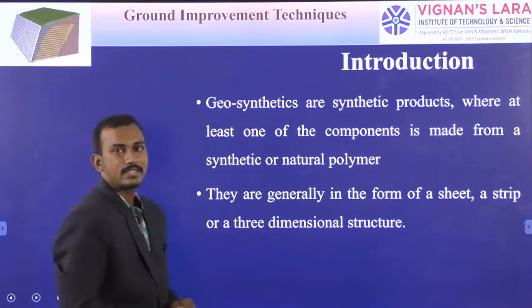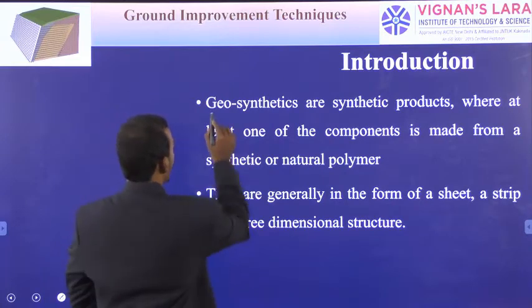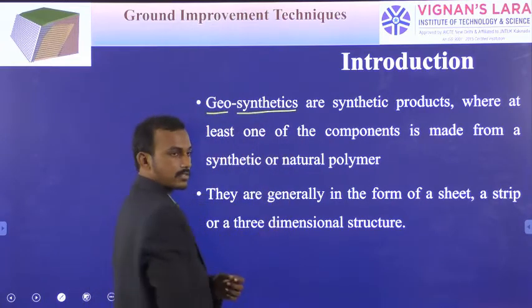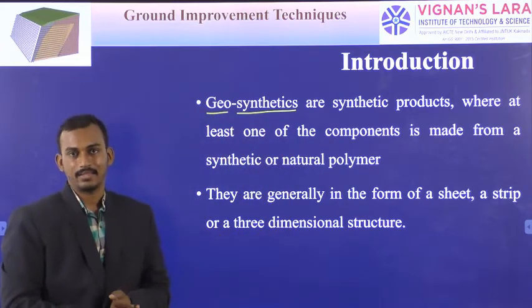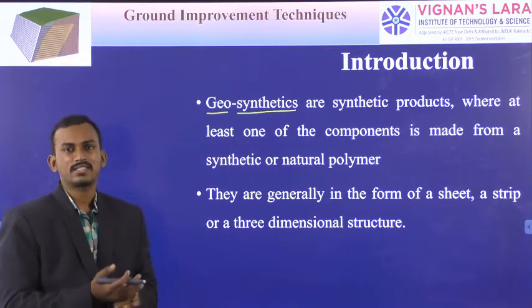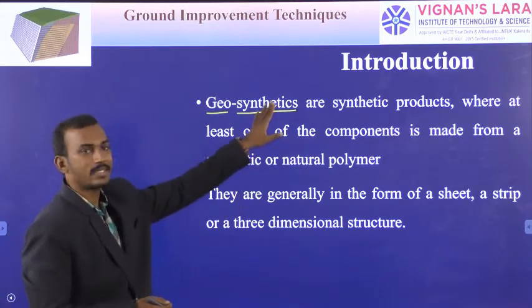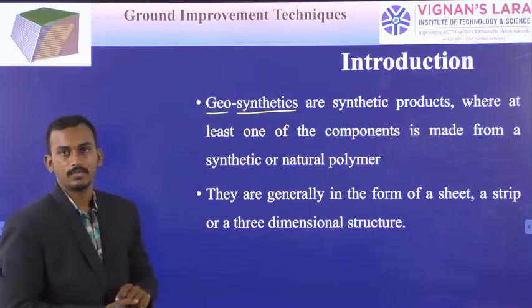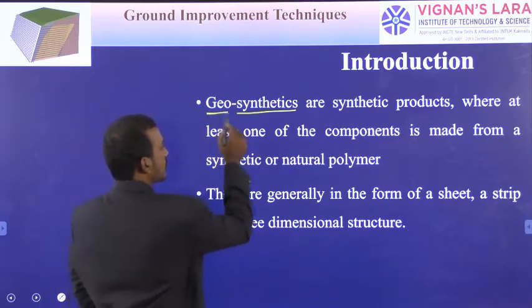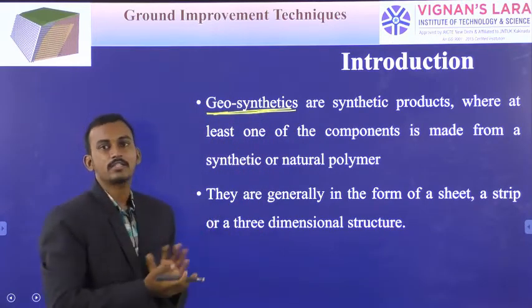Before that, let's see the introduction. What is geosynthetics? If you see closely, it is geo and synthetics. Geo means the earth, and synthetic means a synthetic material, like cotton material. So here we are using a synthetic material with the soil. That's why these materials are known as geosynthetic materials. Here geo means exactly the soil.